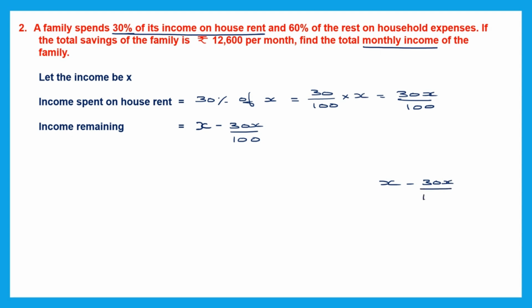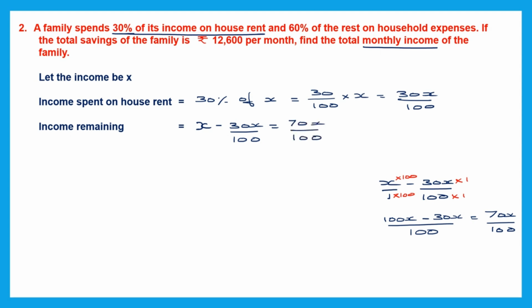Now this will be like fractions. So this is X by 1. So our LCM will be 100. Now take the first one. So this is 1 into 100. Multiply this also by 100. So that becomes 100x. And here we have 100 into 1. So we multiply this by 1. So that is 30x. So minus 30x. 100x minus 30x is 70x by 100. So the income remaining is 70x by 100. This is the income that is remaining.